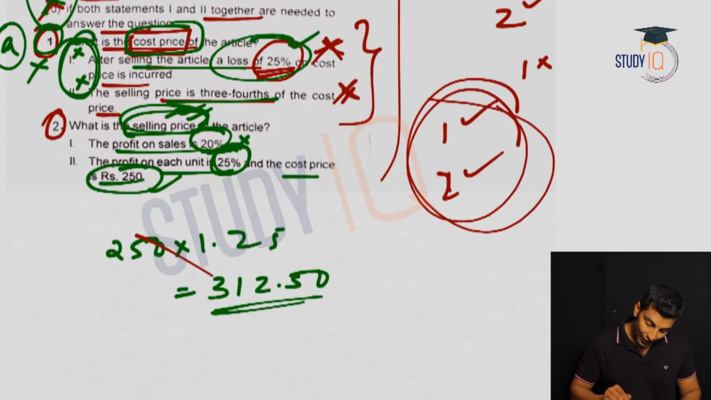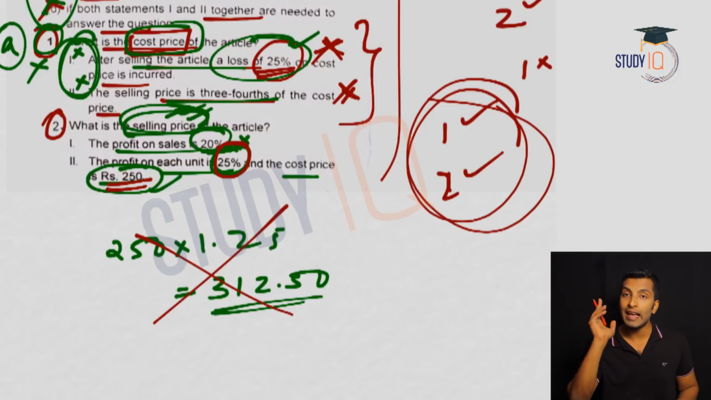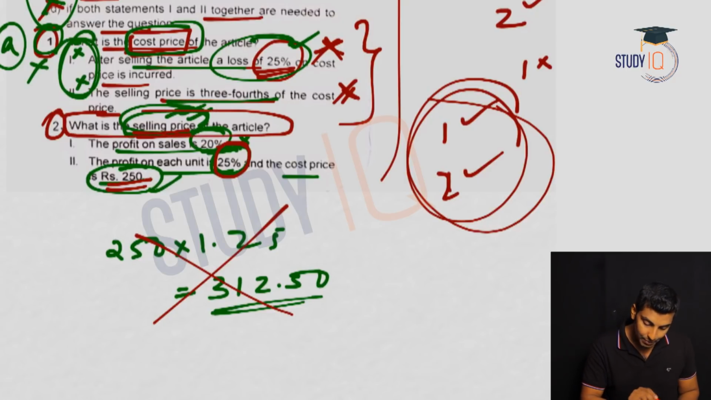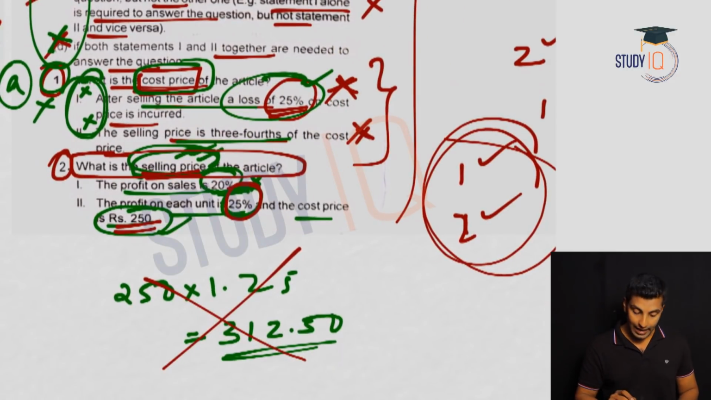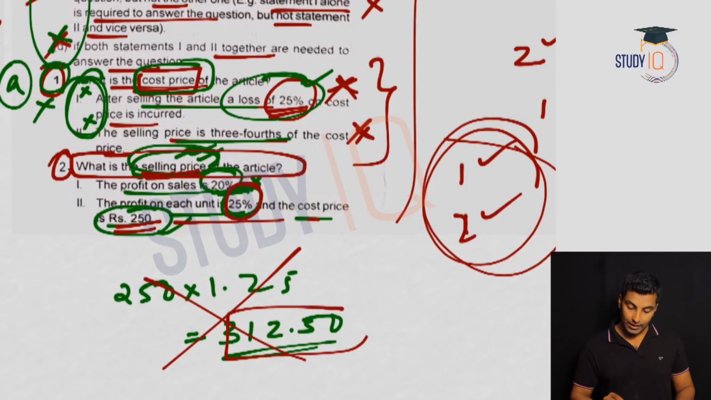See, you don't need to find this. You don't need to do this. What you need to know is that I know the cost price and they have given the profit percentage, so I can find the selling price. Although the question is what is the selling price of the article, you don't need to know the selling price. You just need to answer whether the question can be answered. The question can be answered by using statement 2 alone. Yes, I can answer. You don't need to know this 312 because nowhere do you need to write that answer. It's not a subjective exam, right? So this step is not required.